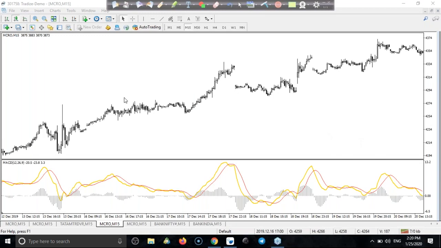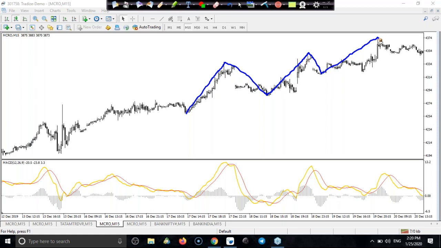Here you can see this is crude oil on a 15 minute chart. You can see price creating higher low, higher high, higher low, and higher high. Let me connect these swing high points. Now you can see the price is pointing upside, but if you look at the MACD, here you can see I just connected.